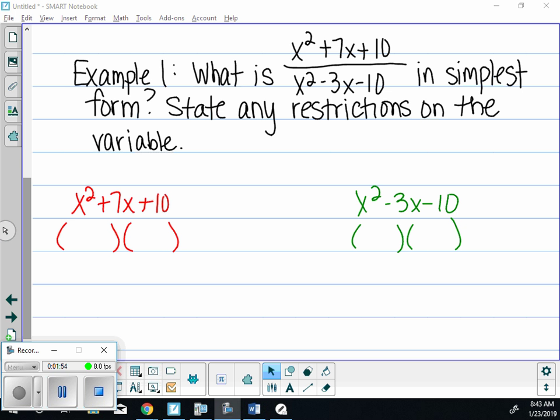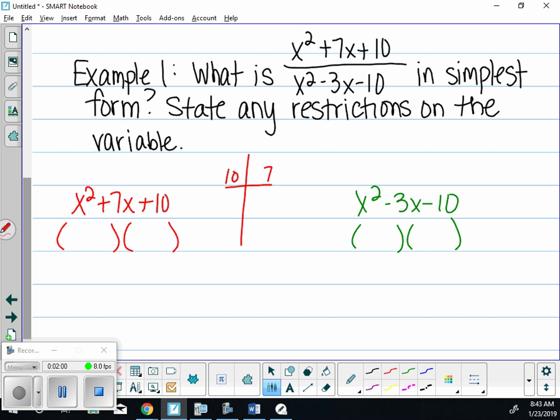So factoring x squared plus 7x plus 10, we're looking for two numbers that multiply to 10 and add to 7. So numbers that multiply to 10 are 1 and 10, 2 and 5. 2 and 5 are the ones that are going to add to 7.